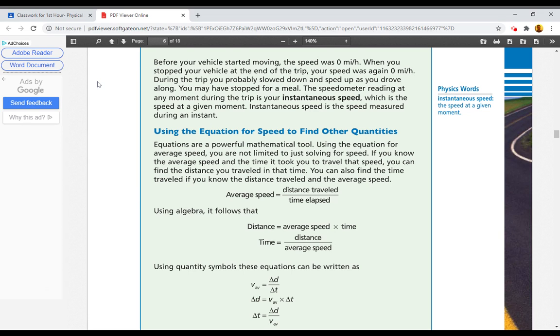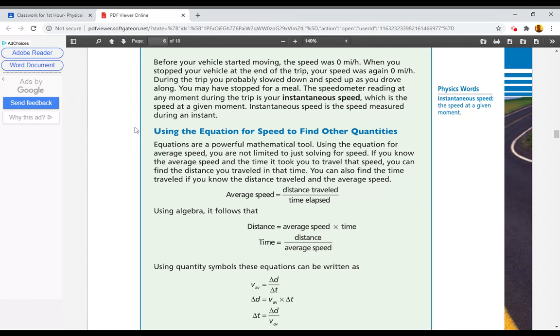All right. Before your vehicle started moving, the speed was 0 miles per hour. When you stopped your vehicle at the end of the trip, your speed was again 0 miles per hour. During the trip, you probably slowed down and sped up as you drove along. You may have stopped for a meal. The speedometer reading at any moment during the trip is your instantaneous speed, which is the speed at a given moment. Instantaneous speed is the speed measured during an instant.